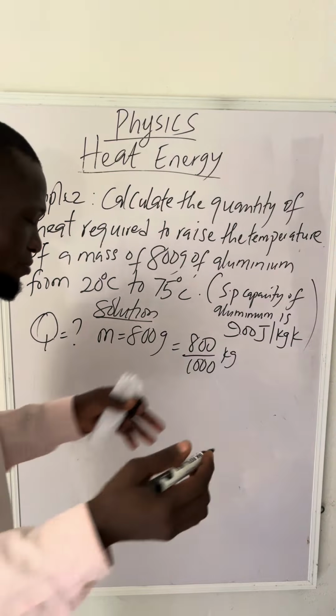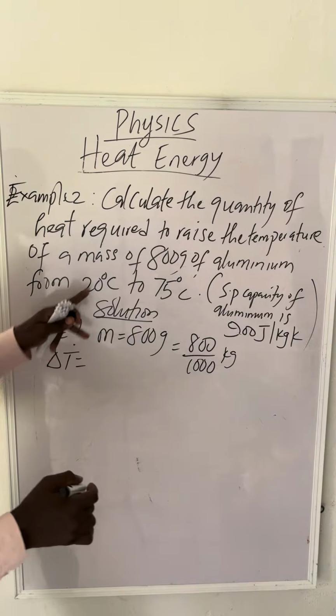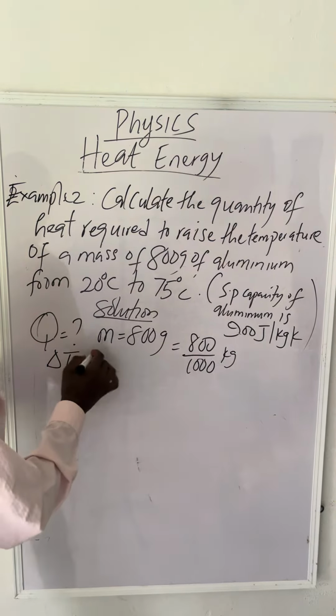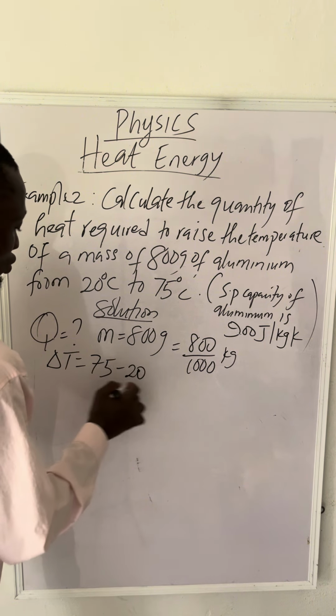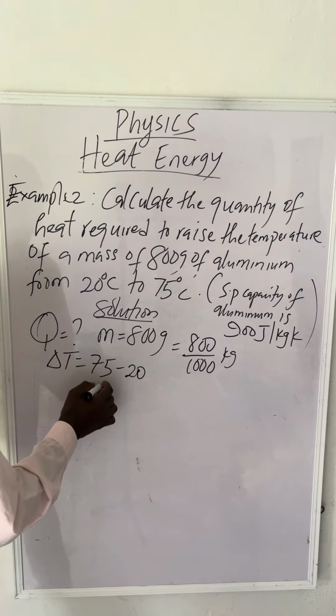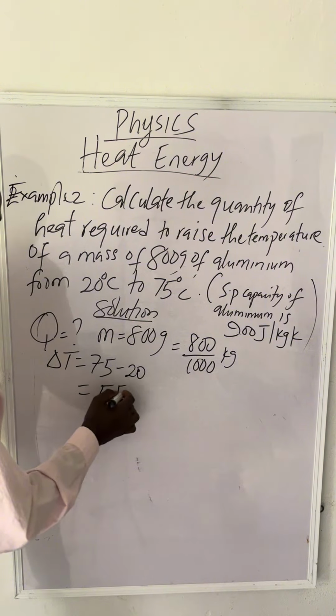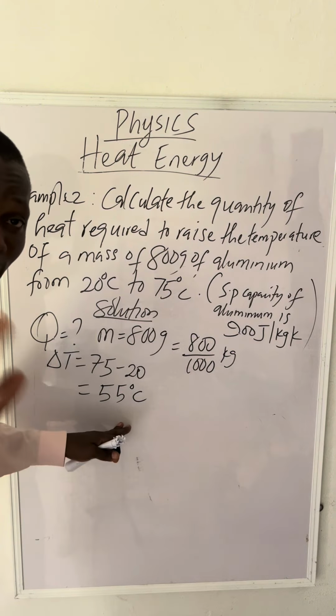So what else did they give me? Temperature rise, which is delta T, is equal to 20 and 75. So I'm going to say 75 minus 20. So my temperature rise is going to be equal to what? It's going to be 55. So 55 degrees Celsius. So that is my temperature rise.